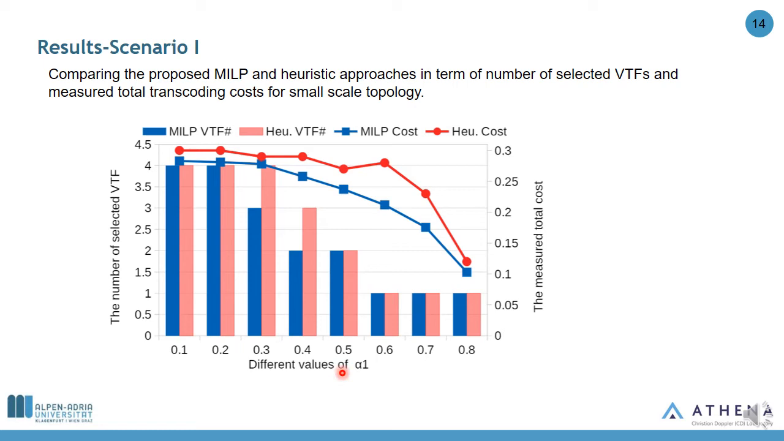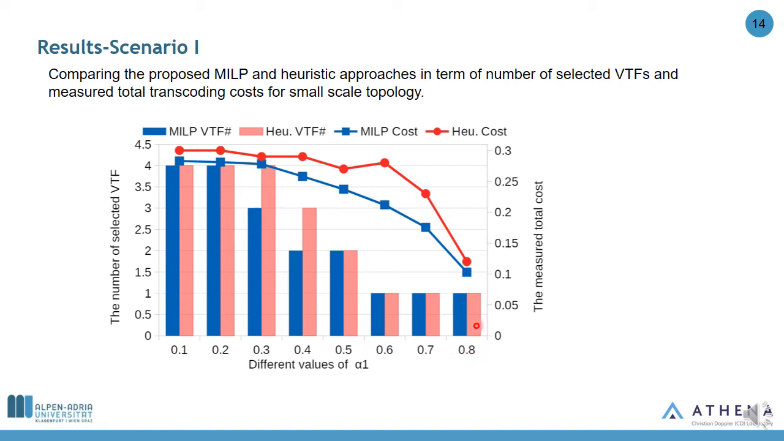We repeat the experiment with different values of alpha 1, the weighting parameter of the objective function of the proposed MILP model. A smaller value of alpha 1 means a higher priority for delivery cost. So the proposed approach tries to minimize the delivery cost by using more VTFs in the network. By increasing the value of alpha 1, the priority for the transcoding cost is increased and the model tries to reduce the transcoding cost step by step.